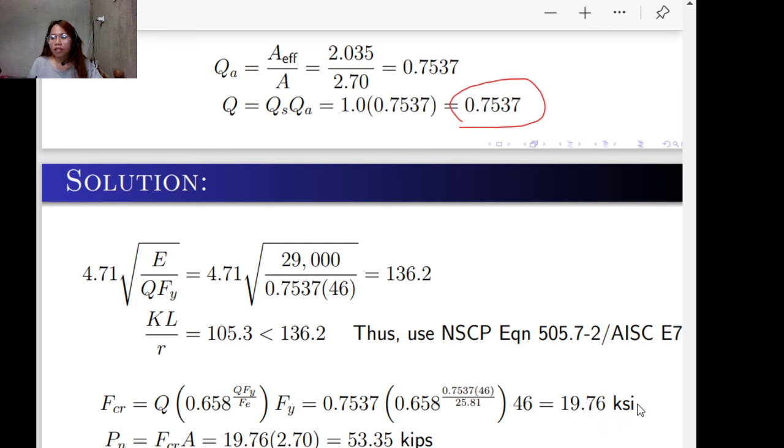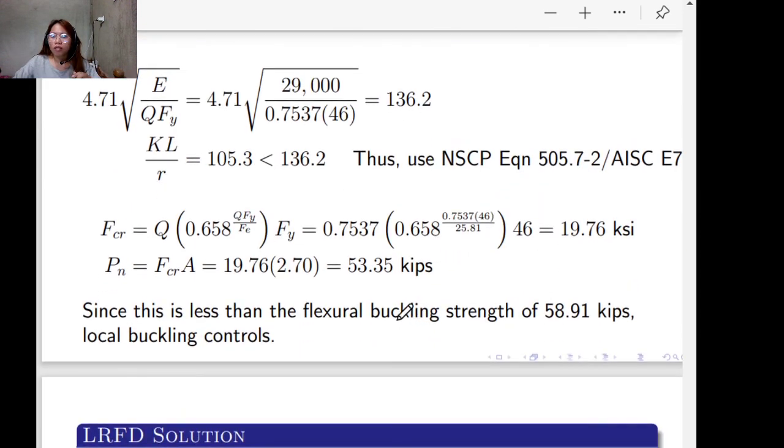Then, to compute for the nominal strength, this is in stress, no? In kips per square inch. Then, to convert to the nominal load or nominal strength, multiply by the gross area, no? Fcr times the gross area. So that the nominal load, no, is 53.35 kips.